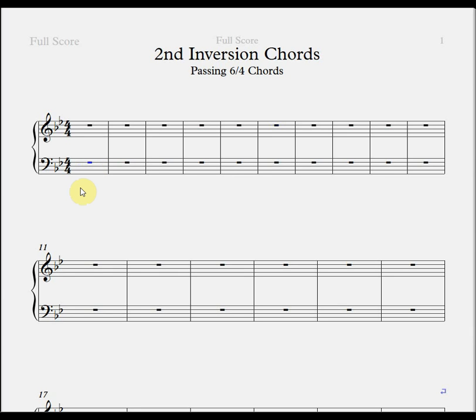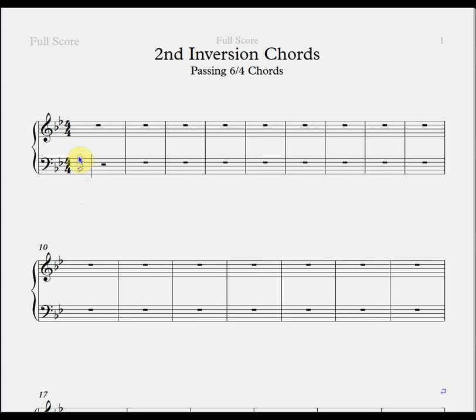So we're in B flat major here, or G minor, but we're going to go with B flat major. Let's start with a tonic triad in root position. Then we'll have the same triad, but now in first inversion. So we're utilizing what's called voice exchange here.